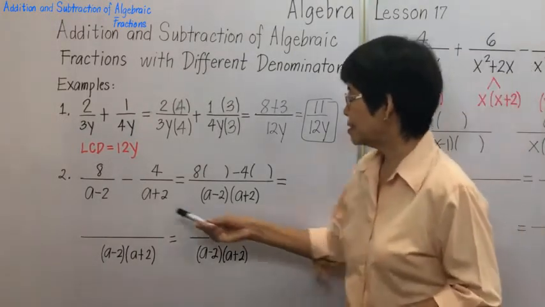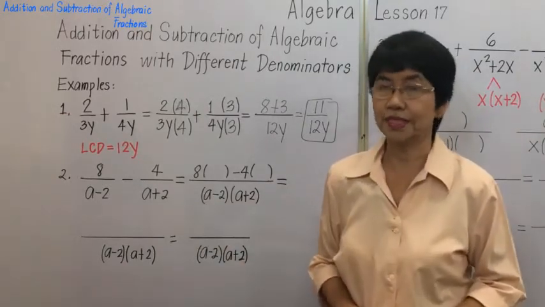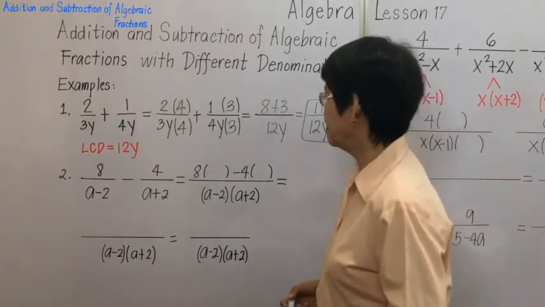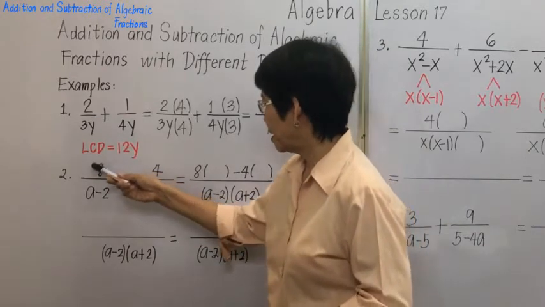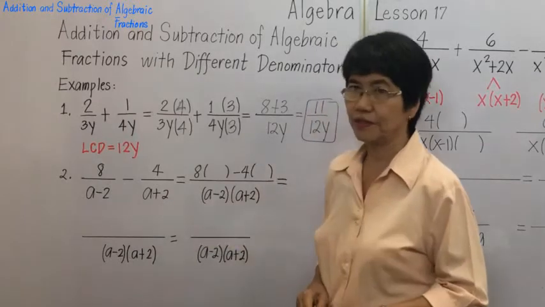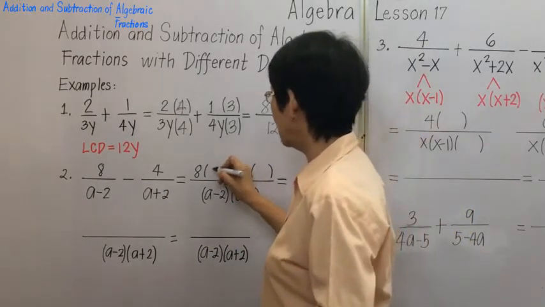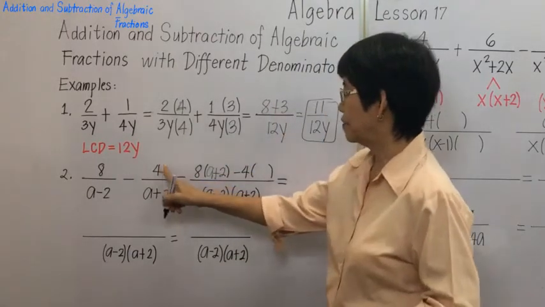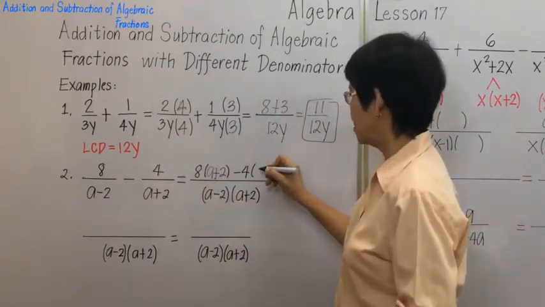Number 2, we have 8 over a minus 2 plus 4 over a plus 2. So the LCD is obvious. You simply multiply the two terms, but keep it in factored form. So the missing factor for this to be raised to higher terms is the other factor, a plus 2, and the missing factor for this is the other factor, a minus 2.